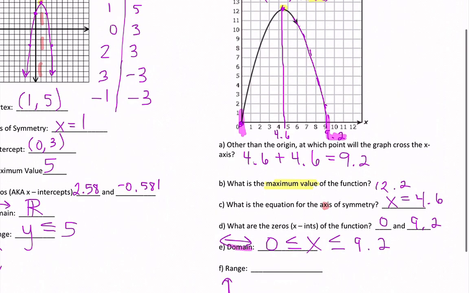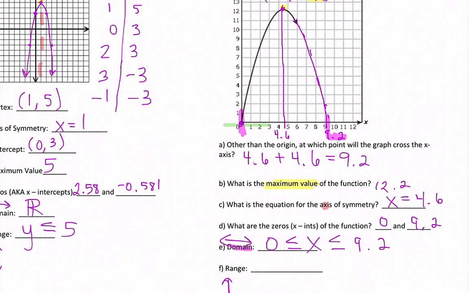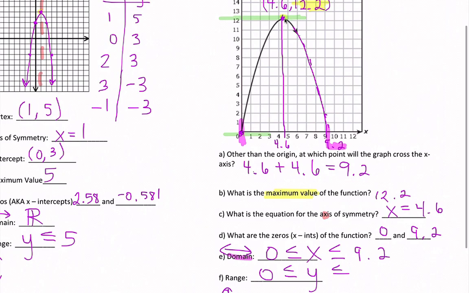Okay, range is how far up and how far down. So I know it starts this low, and this is the highest it goes. Okay, so you put the small number first, so it starts down here at 0, less than or equal to, the variable for range is y, another less than or equal to. Okay, and be careful here, because I have a lot of people that like to say 12, but we know the highest part is the vertex, and we know this vertex is at a height of 12.2, so the highest it is is 12.2, not 12.